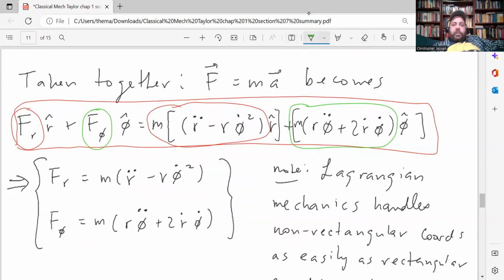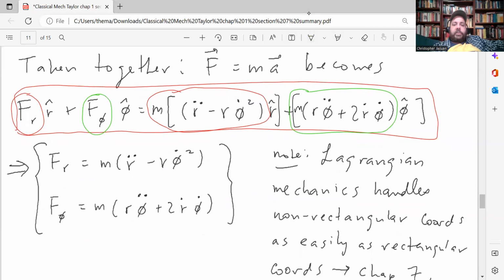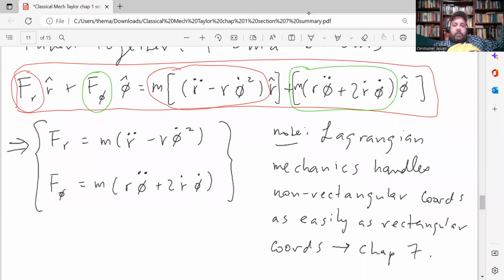Okay, and then he makes a note here. He says, note, Lagrangian mechanics handles non-rectangular coordinates as easily as rectangular coordinates, which is one of the reasons, I guess, why Lagrangian mechanics is so useful. And we're going to go over Lagrangian mechanics when we get to chapter 7. All right, so I'm excited for that whenever that happens.